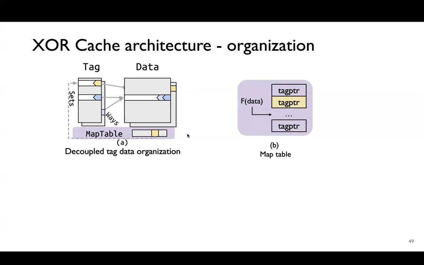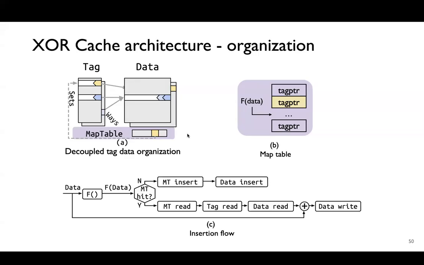It is indexed using a map function with line data as input, and each entry stores a tag pointer pointing towards the standalone lines in the last level cache. An XOR cache insertion flow is shown on the bottom, which is entirely off the critical path.